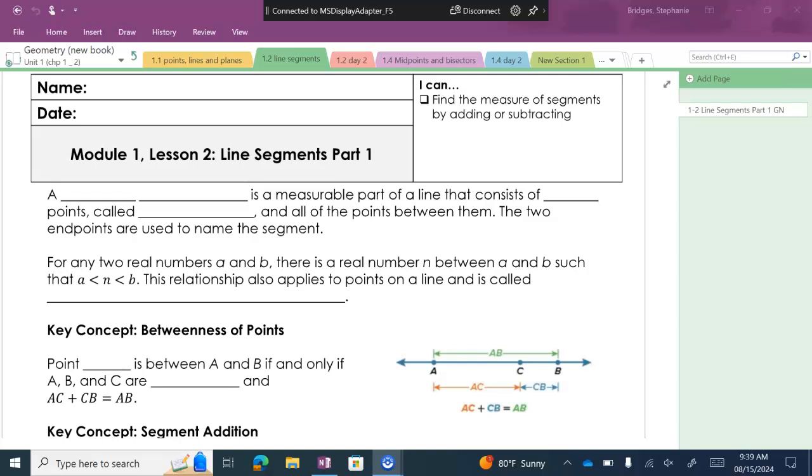What does it say we're talking about today? Line segments. Okay, everybody ready? Ready?